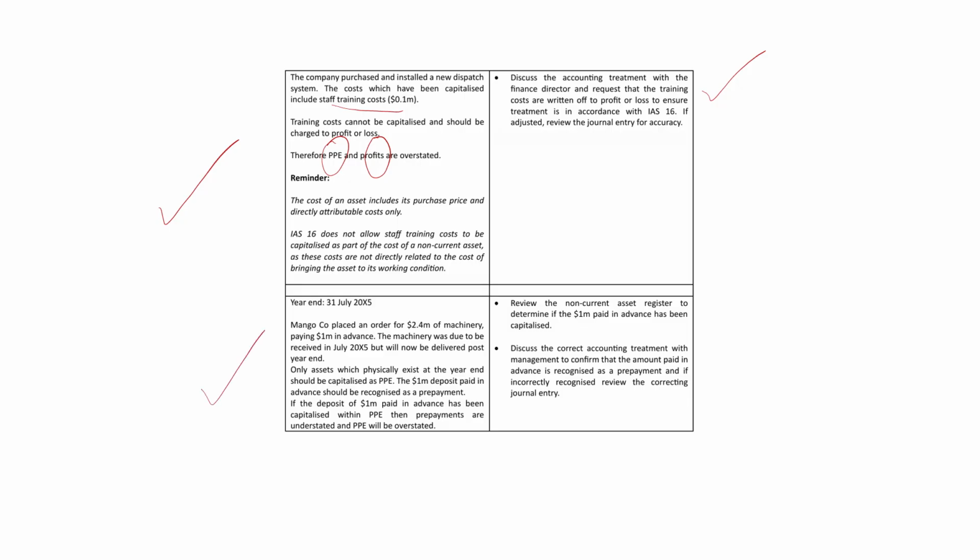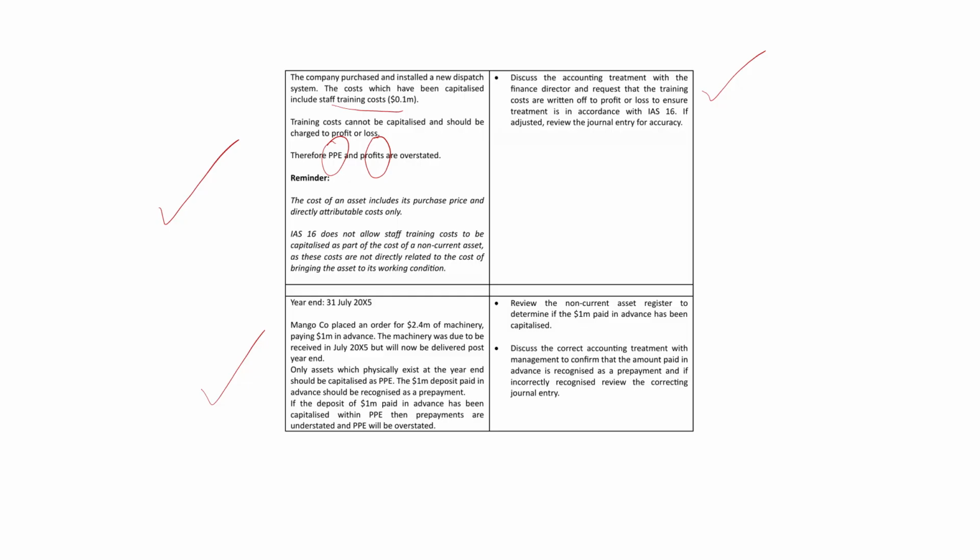This is a very interesting one. The company or the client has placed an order for 2.4 million of machinery. They've paid $1 million in advance. The machinery was due to be received in July, but will now be delivered after the year end. Remember, assets which did not physically exist for the client at the year end cannot be capitalized. So you cannot capitalize the 1 million because as at the year end, we did not have that asset.